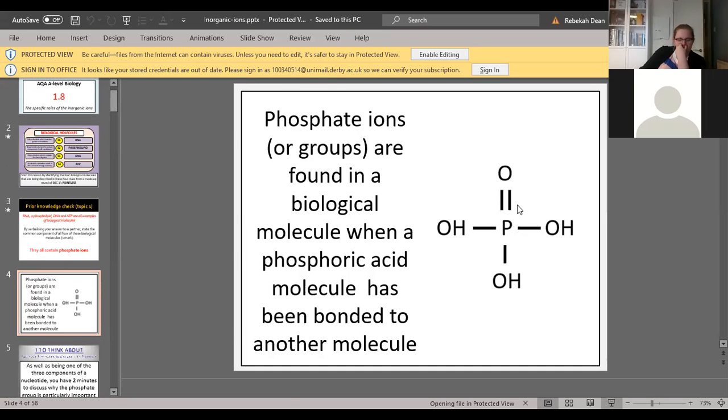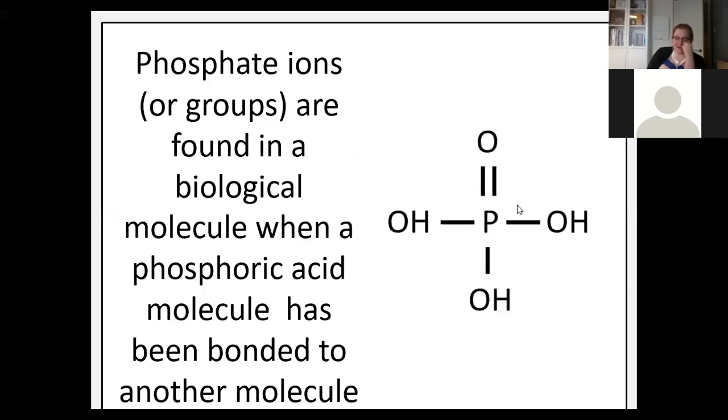Here we go. So we're going to have a look at some inorganic ions now. Inorganic ions are ions that do not contain carbon atoms. So anything that's inorganic does not contain carbon atoms. When you carry on with A-level chemistry and you go to topics that are organic chemistry and inorganic chemistry, organic chemistry is all about your molecules that contain carbon, and inorganic chemistry is all about your molecules that do not contain carbon.